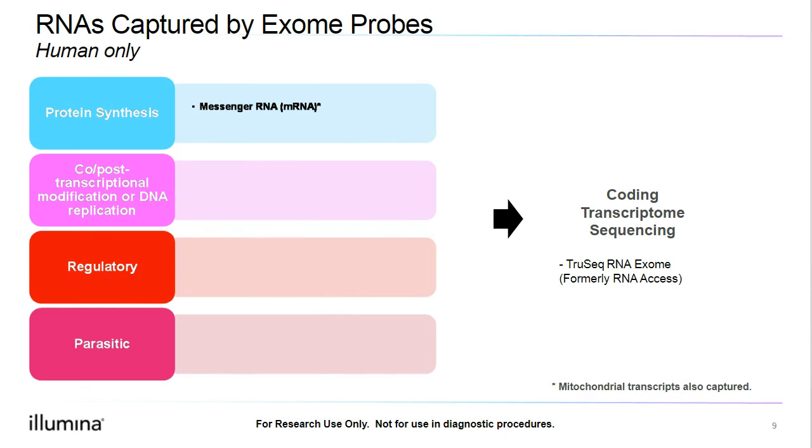Another way to target more specific transcripts is by using sequence-specific probes that will capture a subset of the total RNA. For example, our TruSeq RNA Exome kit, which used to be called TruSeq RNA Access, has probes that are specific to the exome that will capture mRNA targets. With this kit, mitochondrial targets can be captured as well.